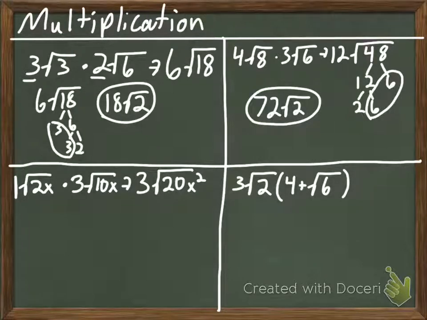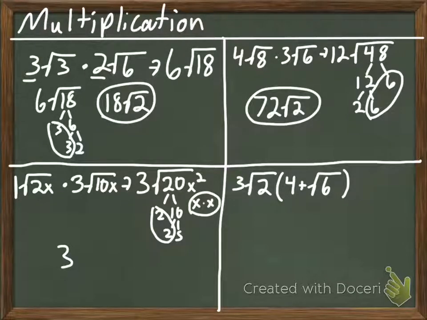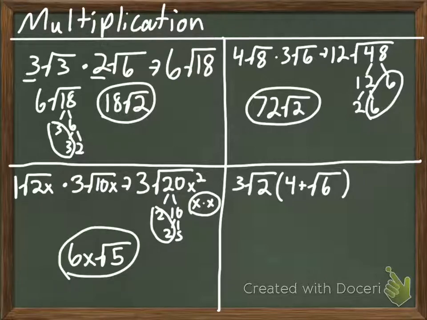And we have to do a little bit of simplifying. So 20 breaks down into 2 and 10, 2 and 5. So we get a pair of 2's. X squared, that's x times x, so there's 2 x's. So both those x's get to come out. So we do 3 times 2, which is 6, x square root of 5. So there we go, there's our answer.